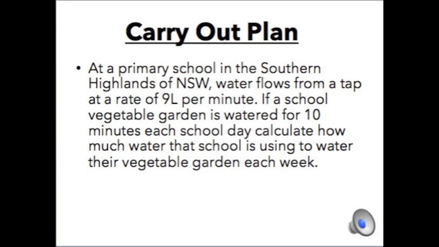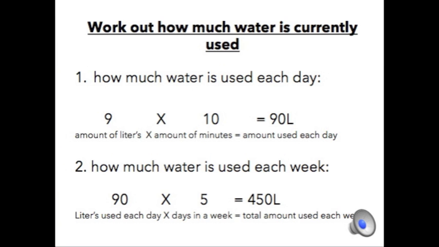At a primary school in the Southern Highlands of New South Wales, water flows from a tap at a rate of 9 litres per minute. If this school has a vegetable garden that is watered for 10 minutes each school day, we are going to need to calculate how much water that school is using to water their vegetable garden each week. Firstly, we will look at how much water is used each day. So we will multiply the amount of litres by the amount of minutes, which will give us a total amount of water that is used in each day. And we can then multiply 9 groups of 10, which will give us 90 litres.